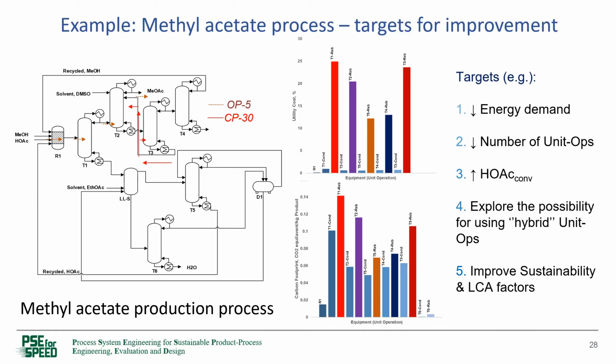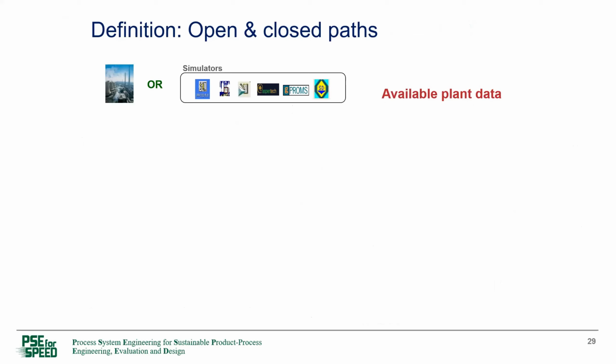Maybe we can look at hybrid operations, and if we do this hybrid operation, we can improve the sustainability and the LC factors. So these give us both the targets and what we want to do. But with respect to the closed path and open path, I will come back to it. And here is where I will explain what the open path and closed path are.